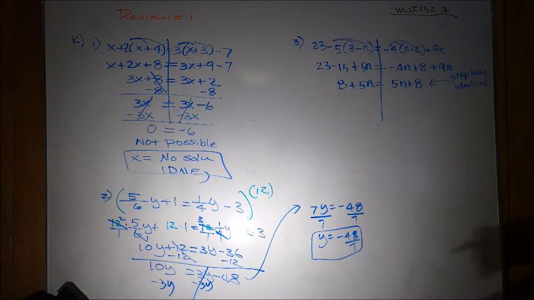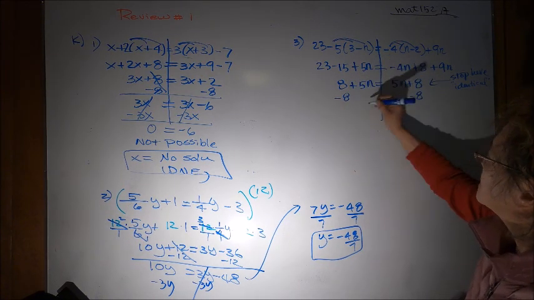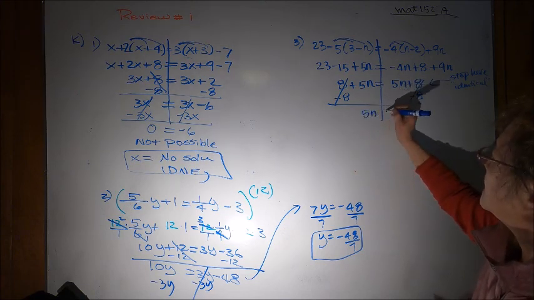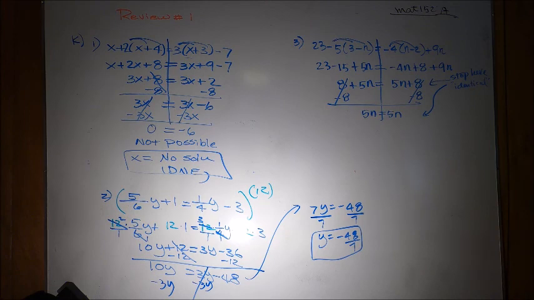Or you can continue if you didn't realize at the time. Then you continue to do it, move a number to the right hand side. So what do we have? Minus 8, we have 5n plus 5n. Then you can stop here again because they are identical.